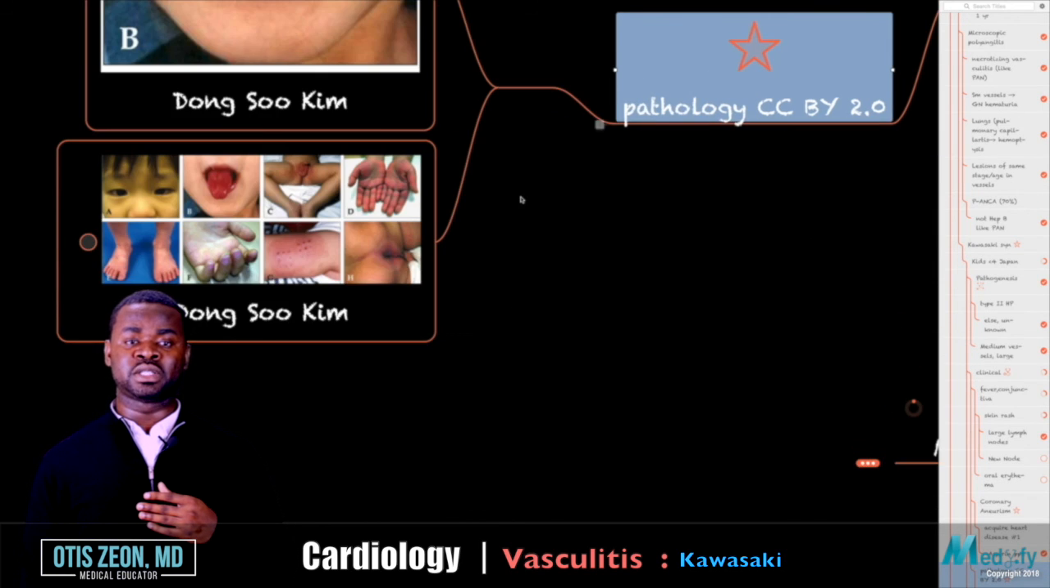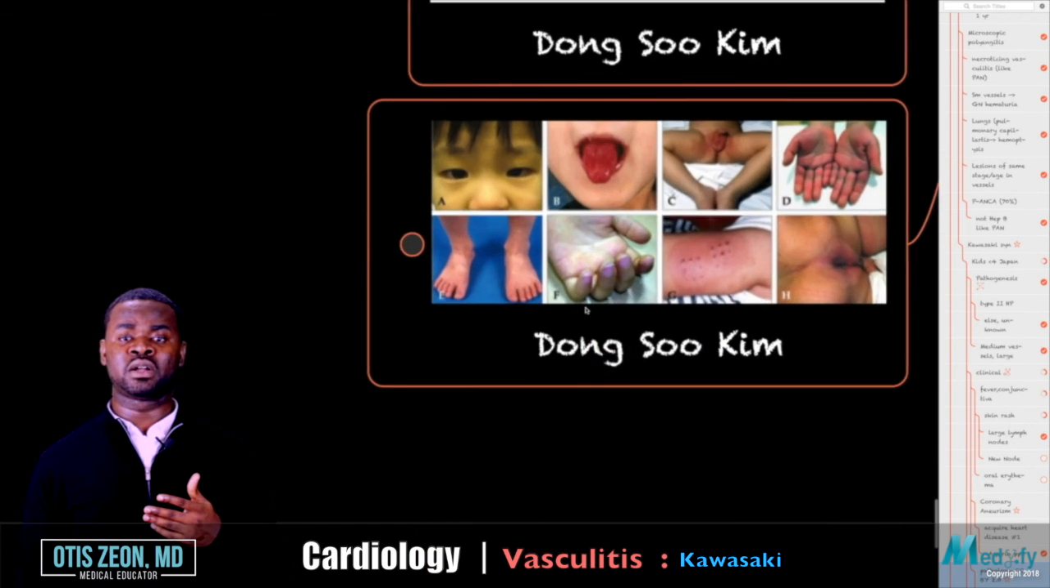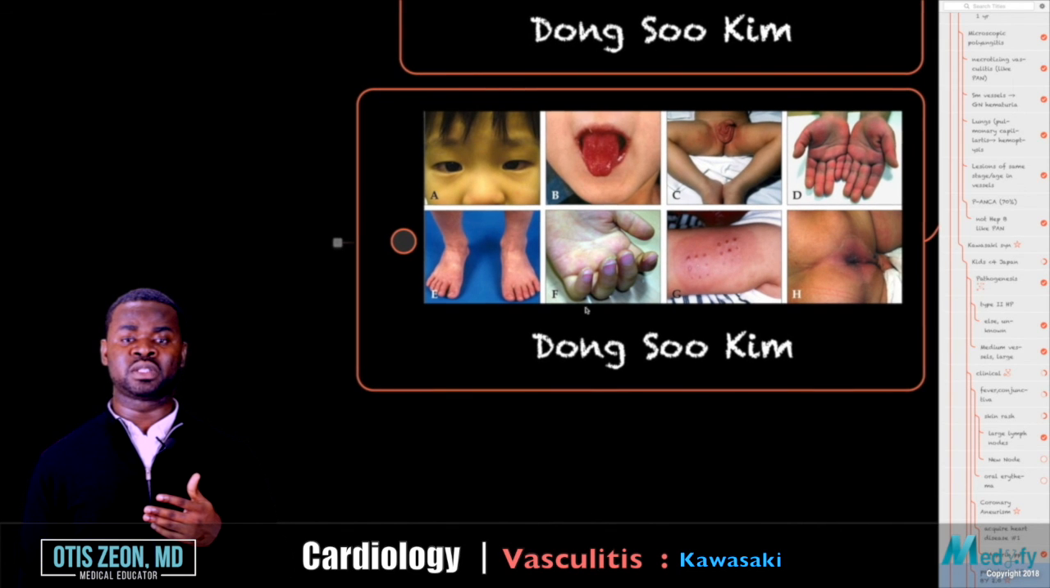Let's look at some pathology images here. So here is a young child, probably 4 or 5 years old. You can see the strawberry tongue appearance. Here is a young Asian child, also probably around the same age. You can see all the different signs and symptoms: the edema in the feet, the conjunctivitis, the strawberry tongue. You can see the edema in the hands and feet. You can see different skin colorations.